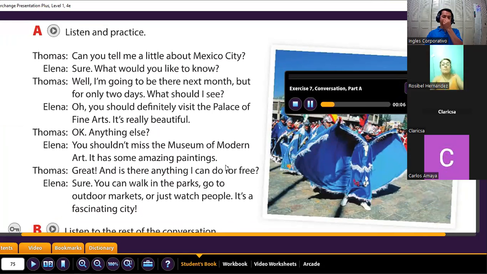What should I see there? Part A, listen and practice. Can you tell me a little about Mexico City? Sure. What would you like to know? Well, I'm going to be there next month, but for only 2 days. What should I see? Oh, you should definitely visit the Palace of Fine Arts. It's really beautiful. Okay. Anything else? You shouldn't miss the Museum of Modern Art. It has some amazing paintings. Great. And is there anything I can do for free? Sure. You can walk in the parks, go to outdoor markets, or just watch people. It's a fascinating city.